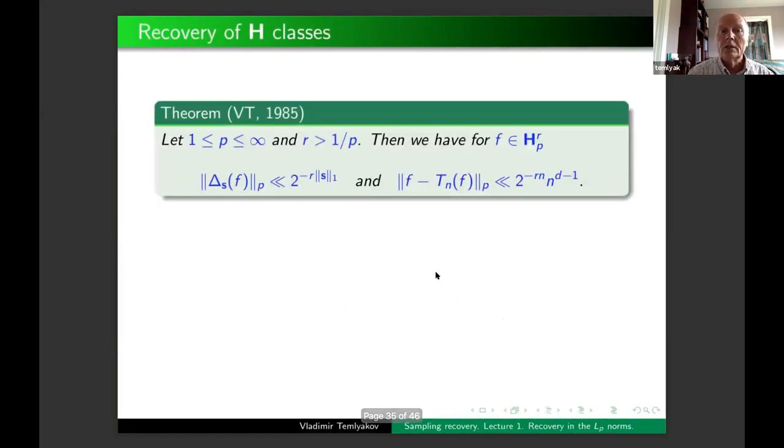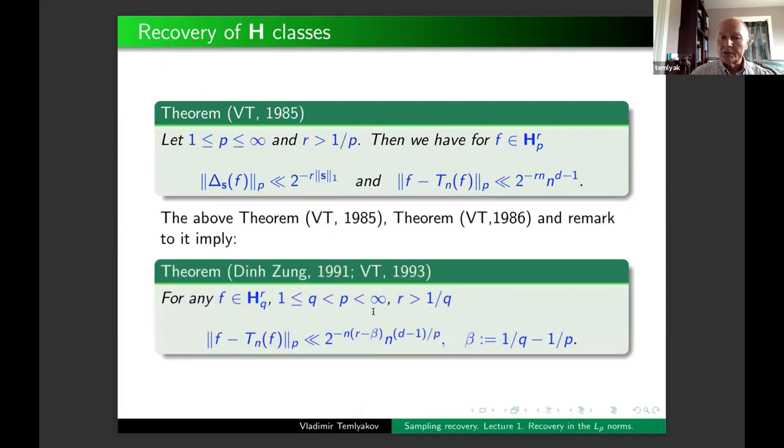And so for these ones, we can prove a similar result, and that was proved in 1985, that for this class, which is known to be bigger than the corresponding W class, we still have that same bound. But also we have this for each particular delta S of this f. And then if you combine this one and that theorem which I mentioned, we can get this result for all this q and p in this range. For the function in this class, we have this bound. And in some cases it is known that this is sharp.